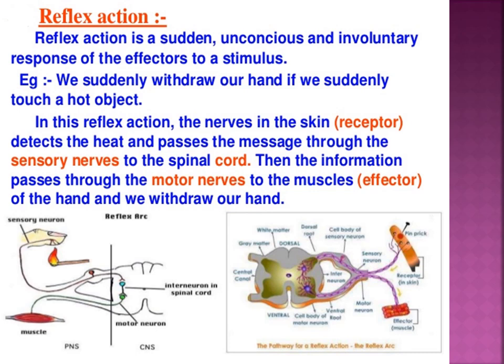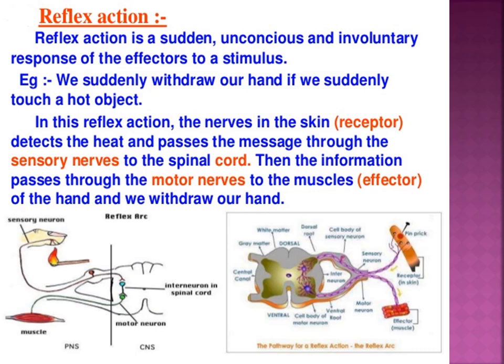That is, we suddenly withdraw our hand if we suddenly touch a hot object. In this reflex action, the nerve is the skin receptor which detects the heat. Okay, the first thing is the detection of the heat, through what? Through the receptor. Then what will happen? It passes the message through the sensory nerves.